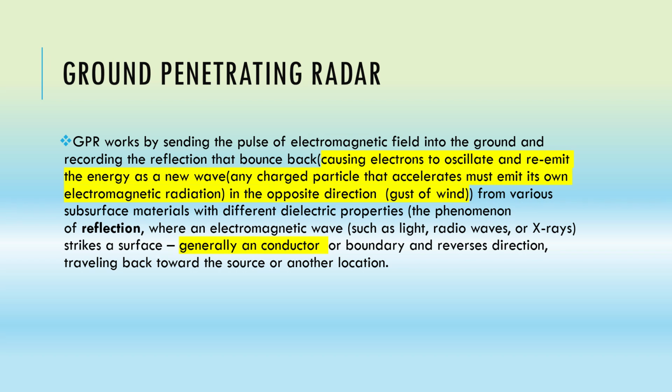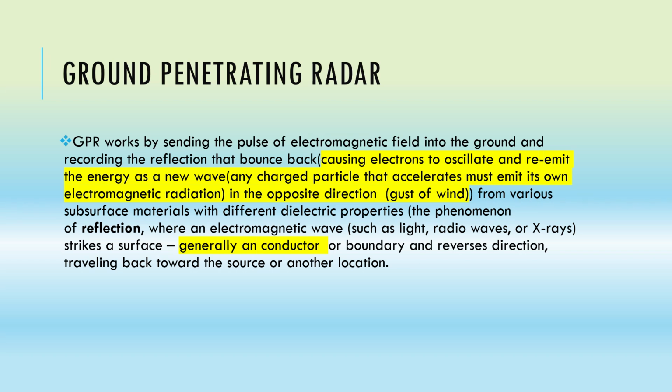So now, how does it work? What the word bounce back really means is that it will cause electrons to oscillate. You all know electrons revolve, and that will oscillate and it will re-emit the energy as a new wave. Why does it re-emit the energy as a new wave? Because any charged particle, that is, charged through an electromagnetic field, that accelerates must emit its own electromagnetic radiation. While it is oscillating, it accelerates and will emit its own electromagnetic radiation. That's how it bounces back.